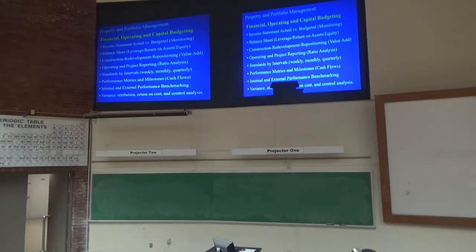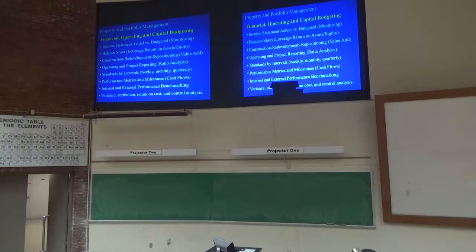Property and portfolio management. When you're asset managing these properties, you're looking at the income statements, the actual numbers against the budgeted numbers, and you're looking at any variances that may occur. You're looking at the balance sheet. How are these properties leveraged? Are they conservatively leveraged or highly leveraged? Do you do construction, redevelopment, repositioning? The operating and project reporting.